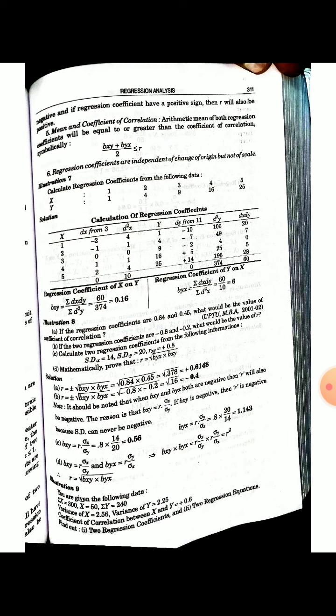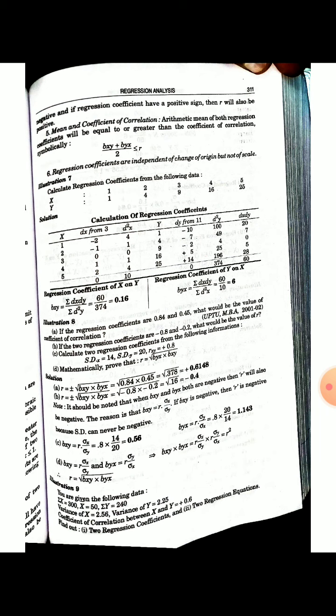Now we will calculate the summation, the total of the 5 columns. Dx from 3, we will calculate the total, we will get 0. We should always remember that deviations will always be 0. Deviations of x from 3 and deviations of y from 11 is 0. So the deviations will always be 0.